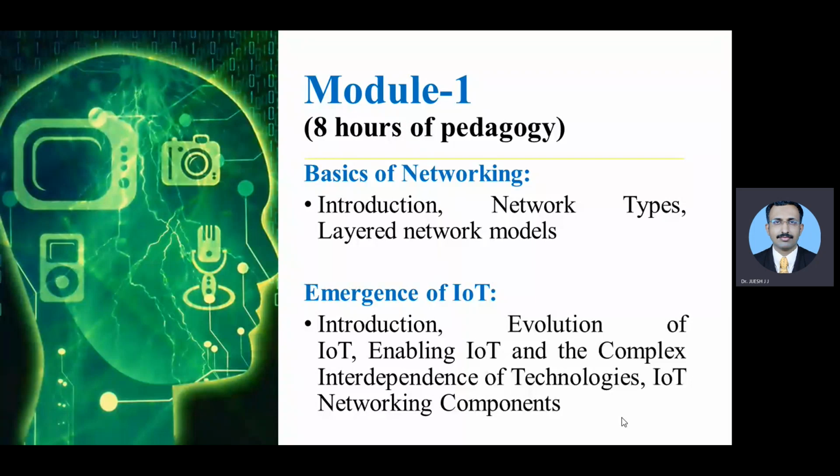The first one is in the first chapter of the textbook, sections 1.1 to 1.3, where we will be studying the introduction, network types and layered network model. Just write down these two. It's enough. No need to write the entire first module. Basics of networking and emergence of IoT. So maintain a good notebook for that. It will be easy for you to read and understand faster.